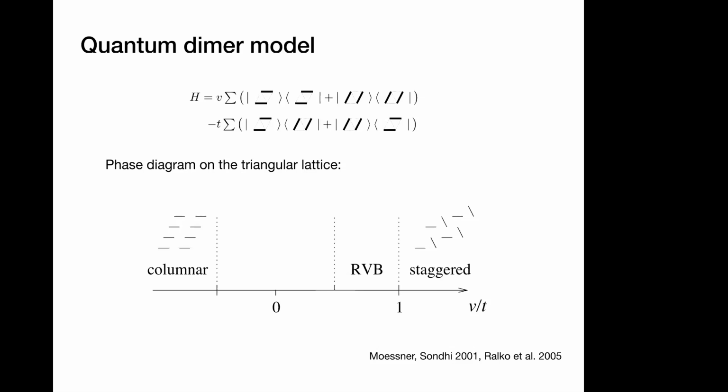We know that the point where V over T is 1 is actually an exactly solved point. The ground state is an equal weight superposition of all the different coverings, which is the RK point. And then this extends to a finite region on the phase diagram where the RVB phase is indeed the ground state. Now in the vicinity of V over T of 0, it turns out that the ground state is a 12-site valence bond state. So it's a valence bond solid with a 12-site unit cell.